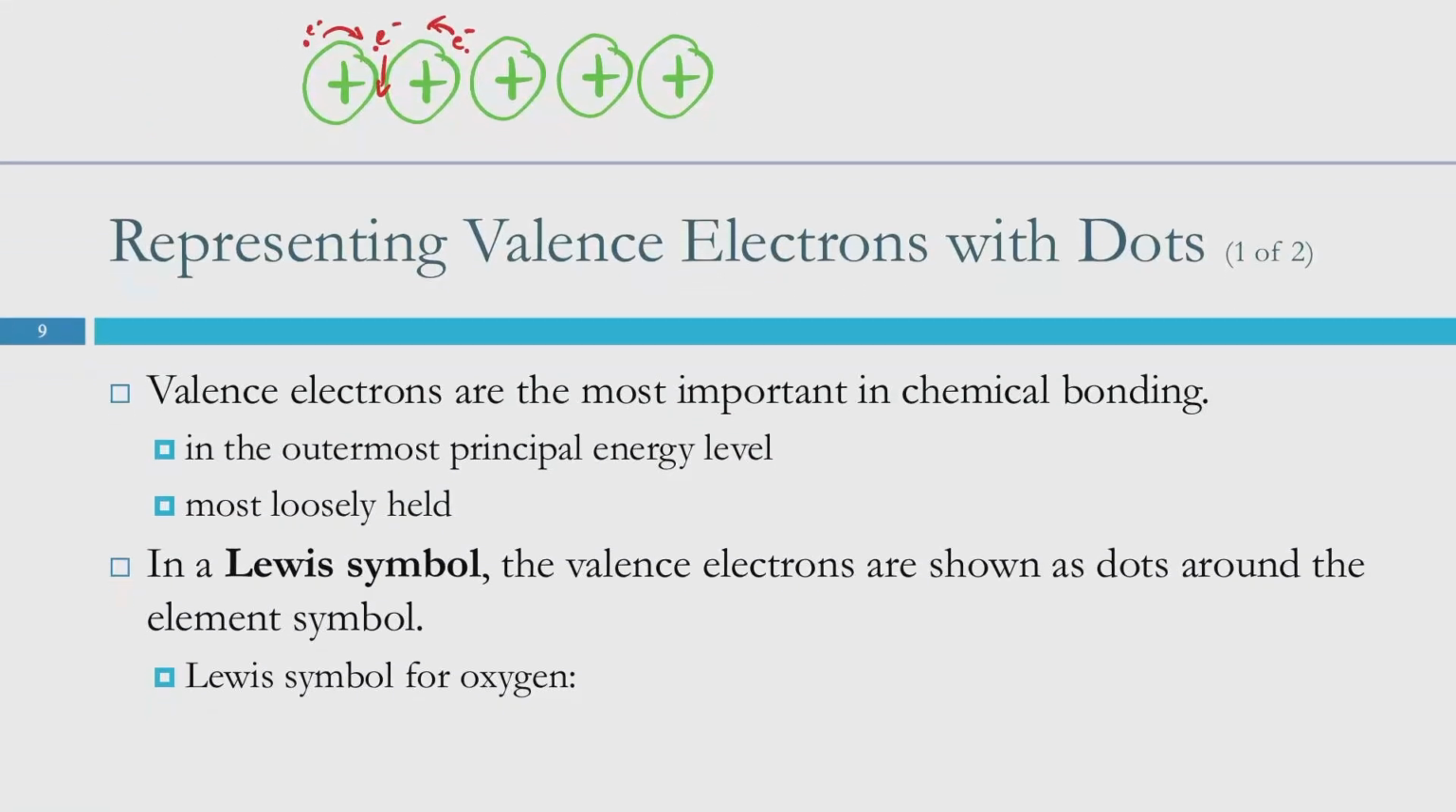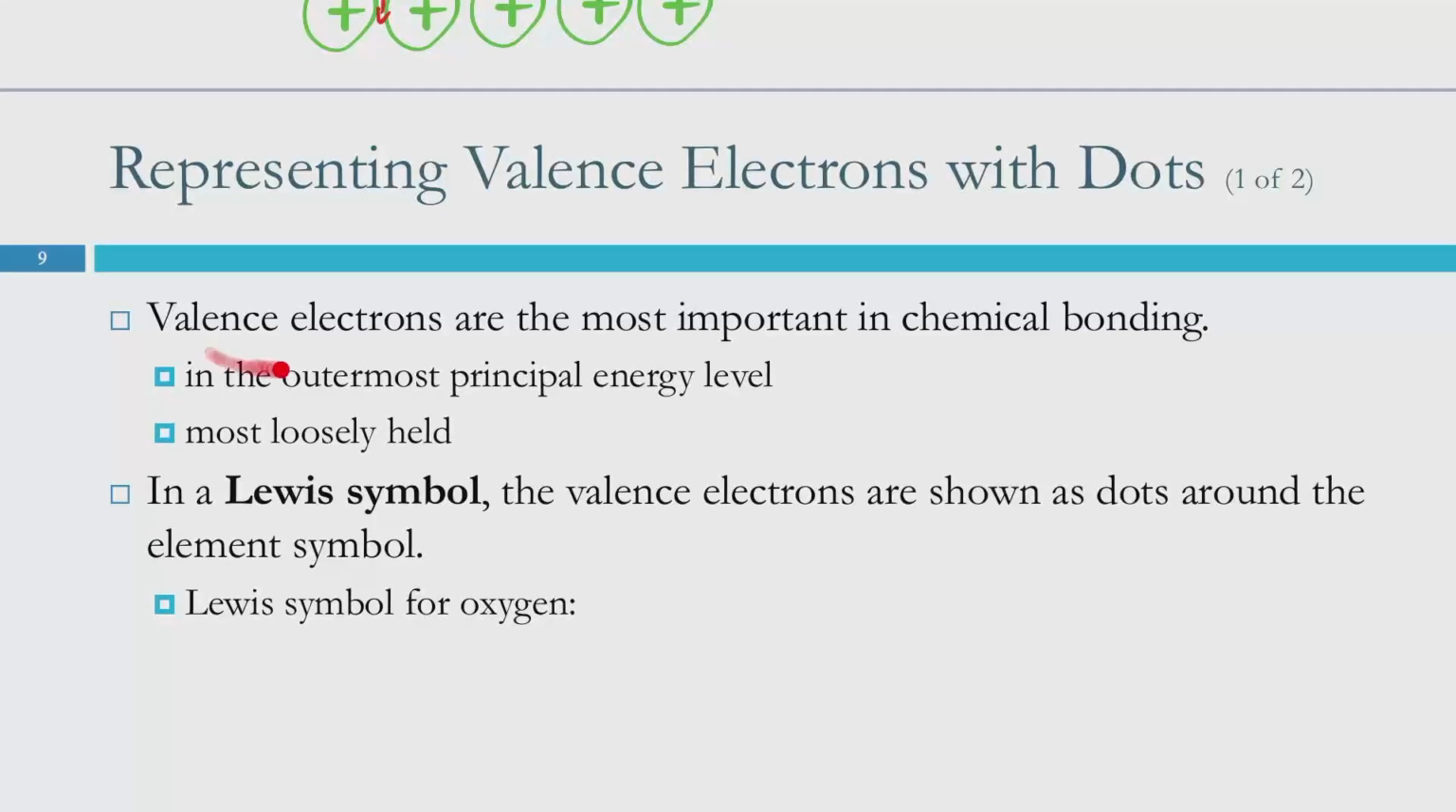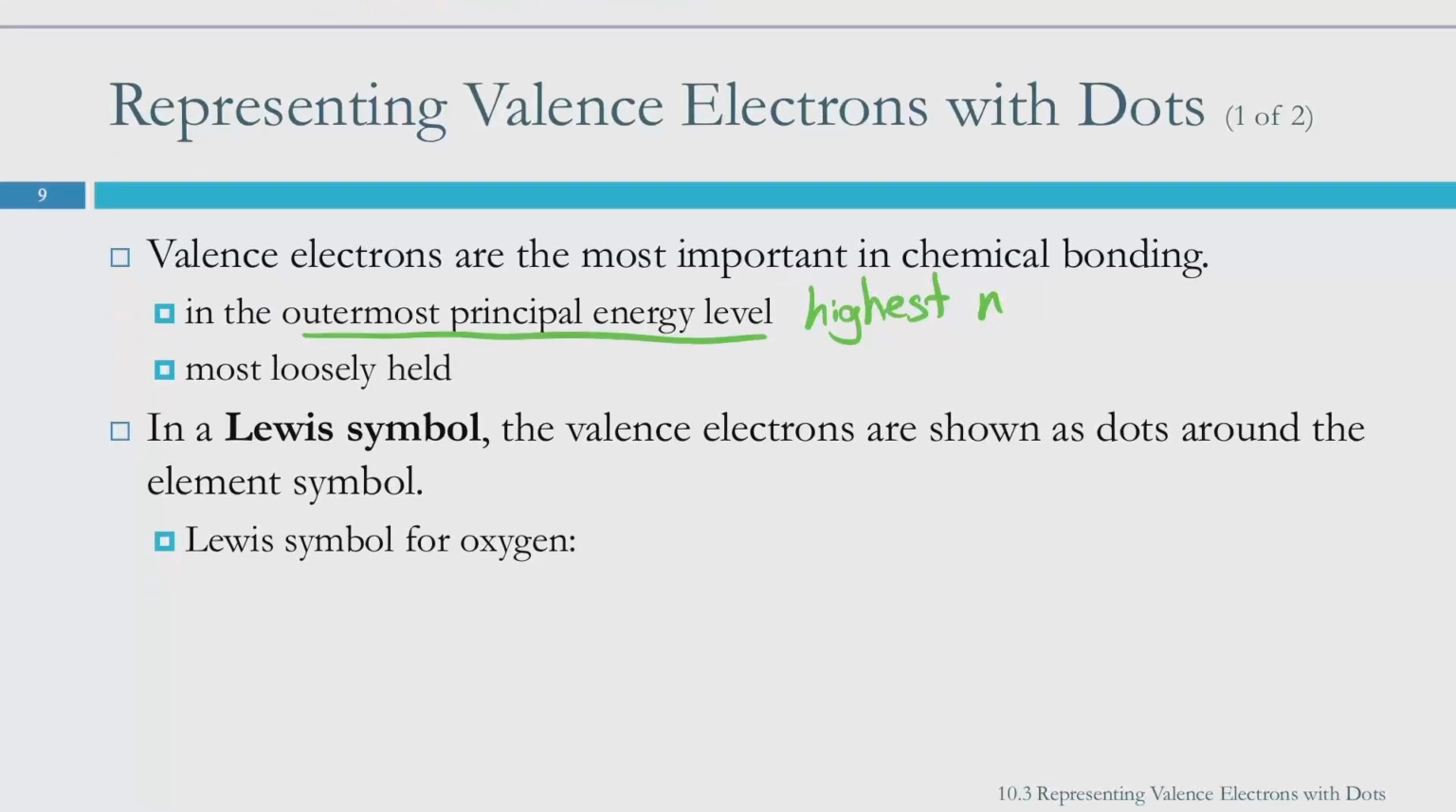All right, with our Lewis theory, our valence electrons are the star of the show. They're the most important for our chemical bonding. These are in the outermost principal energy level, the highest n level. These are the outermost shell of electrons. Since they're the outermost ones, these are the ones that are first to be able to interact with other things, other atoms.